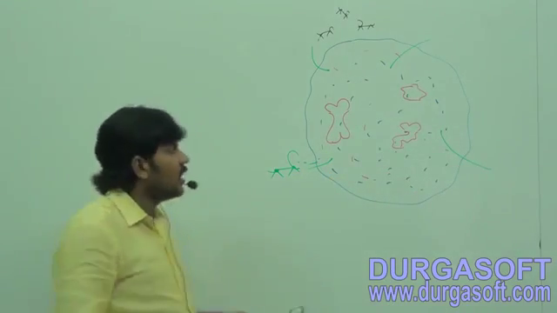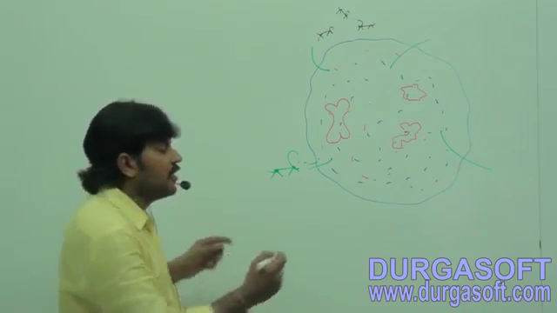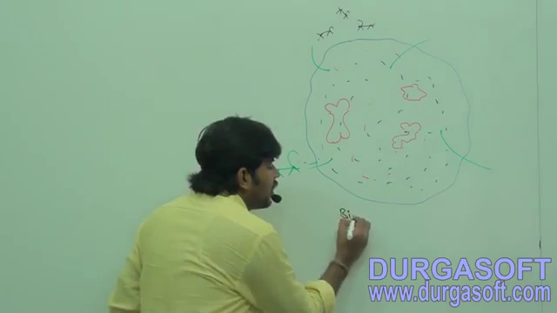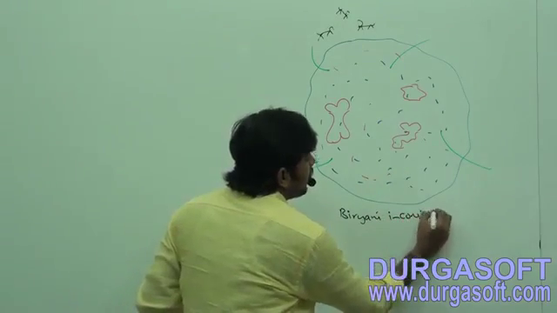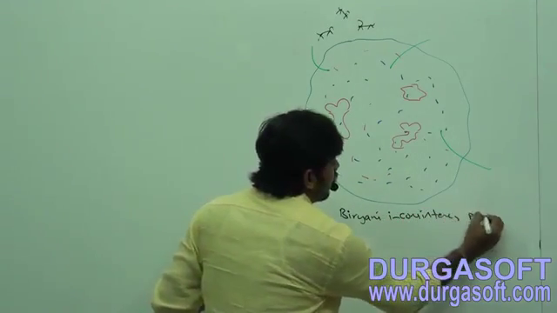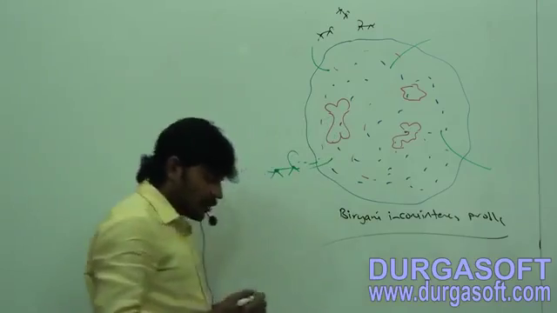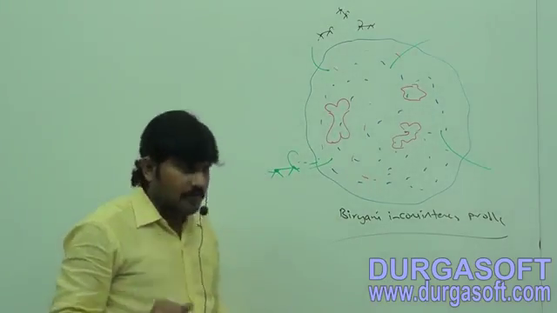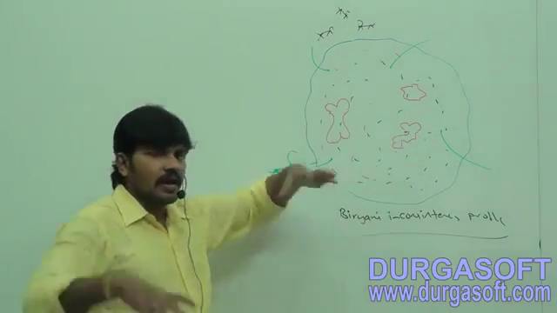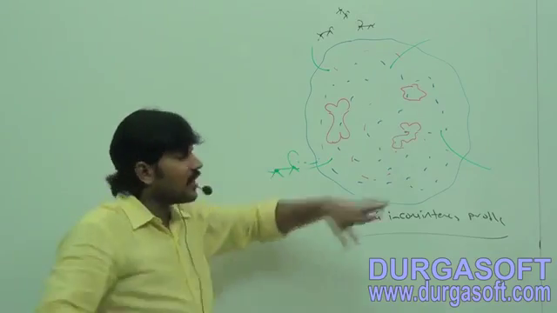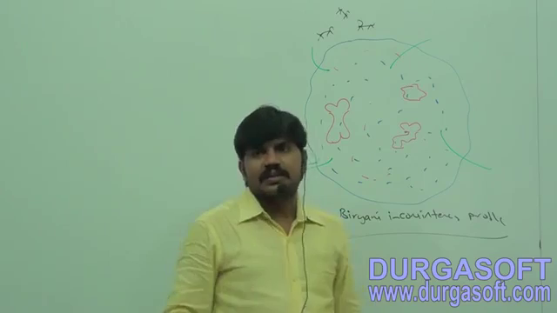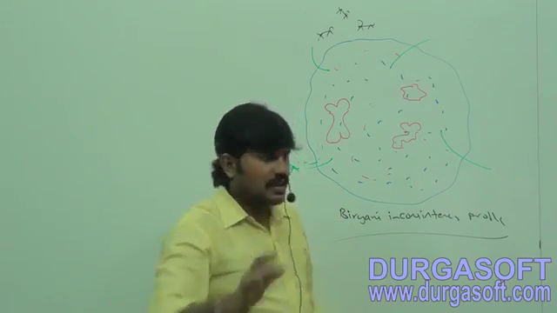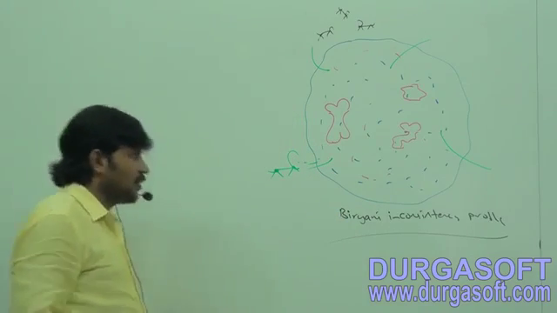So if multiple dogs are operating simultaneously on the same biryani plate, then we will get a biryani inconsistency problem. Are you getting? This type of problem is nothing but the biryani inconsistency problem. Same thing, let me convert into technical terminology.